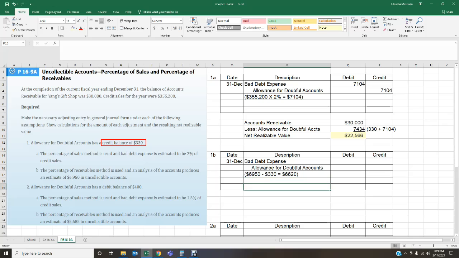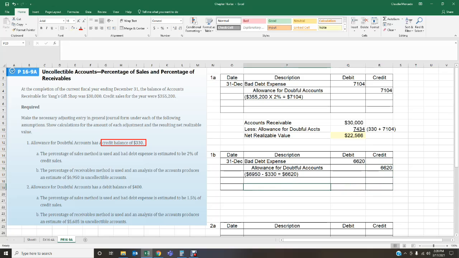So in this case, the total in my bucket is going to be $69.50. I already had $330 in the bucket, so that means I need to put in an extra $66.20 to bring it up to my desired amount. Bad debt expense will always be debited, and allowance for doubtful accounts will be credited for the $66.20.